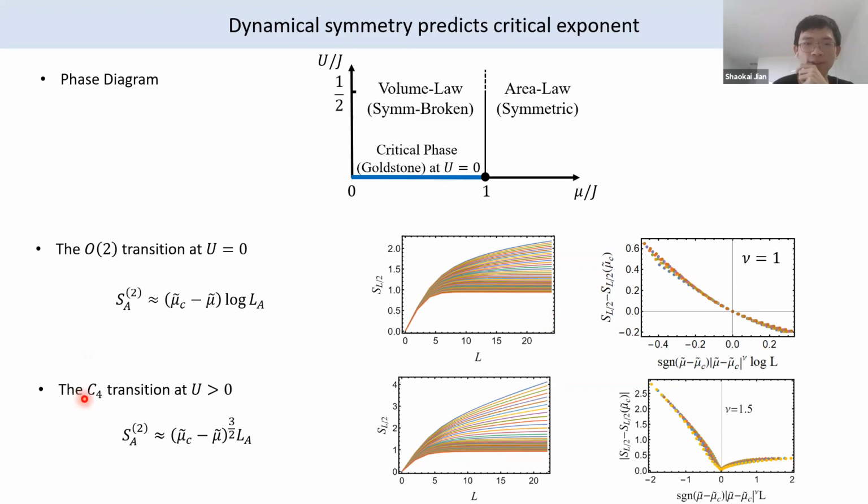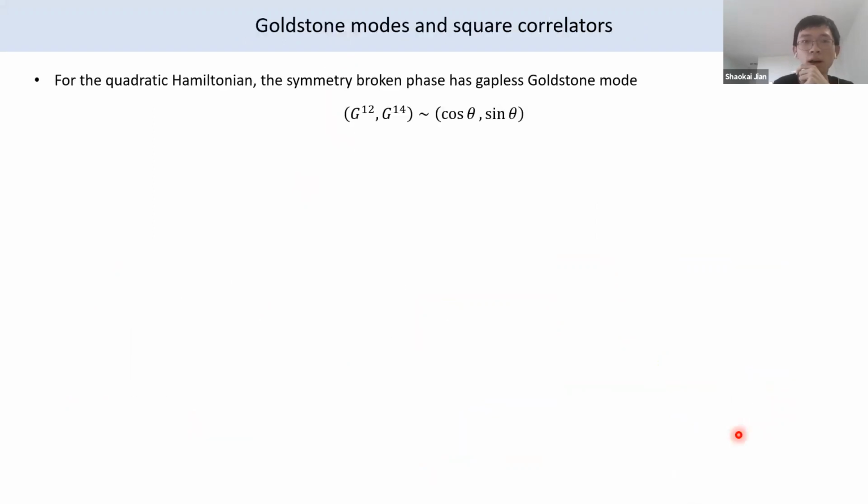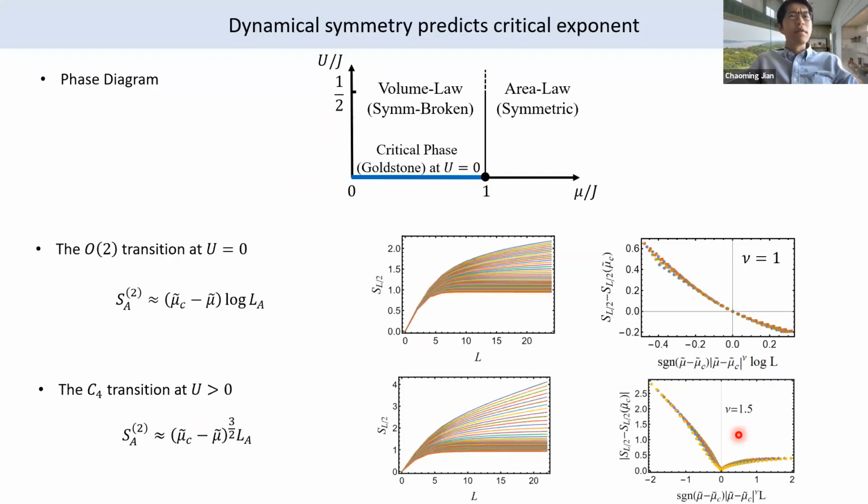So for this C4, if the interaction is finite, we get C4 instead of O(2), and the critical exponent also changes from 1 to 1. Just to make sure, here everything is supposed to be proportional to N, but you just didn't write it, right? That's right. Exactly. Okay.